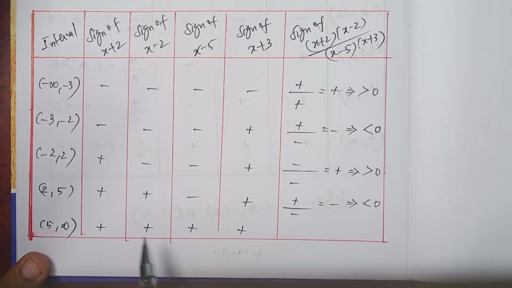Product of these two, positive into positive is positive, divided by positive into positive, that is also positive. Positive by positive is positive, which implies greater than 0.